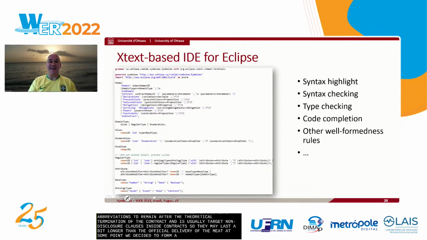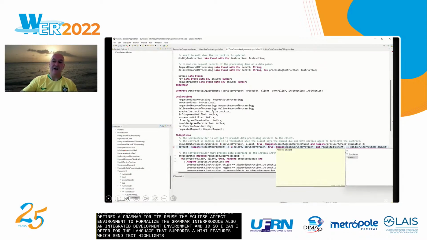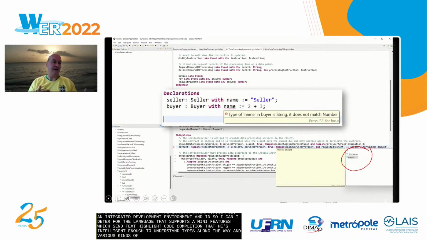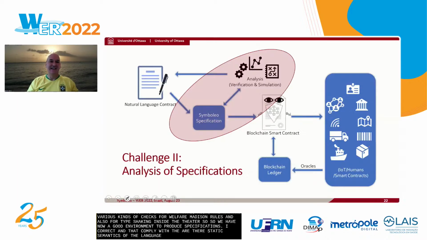At some point, we decided to formalize our language. So we defined a grammar for it. We use the Eclipse Xtext environment to formalize that grammar and to produce also an integrated development environment, an IDE, so an editor for the language that supports many features such as syntax highlighting, code completion that is intelligent enough to understand types along the way, and various kinds of checks for well-formed rules, and also for type checking inside the editor. So we have now a good environment to produce specifications that are syntactically correct and that comply with the static semantics of the language. So this is the language that we have.